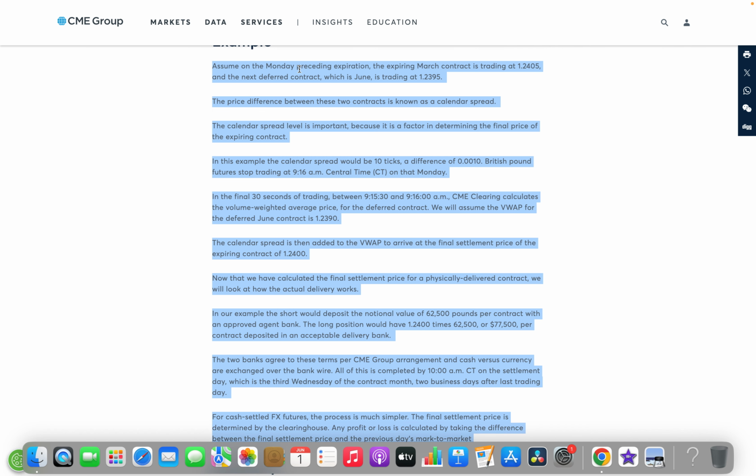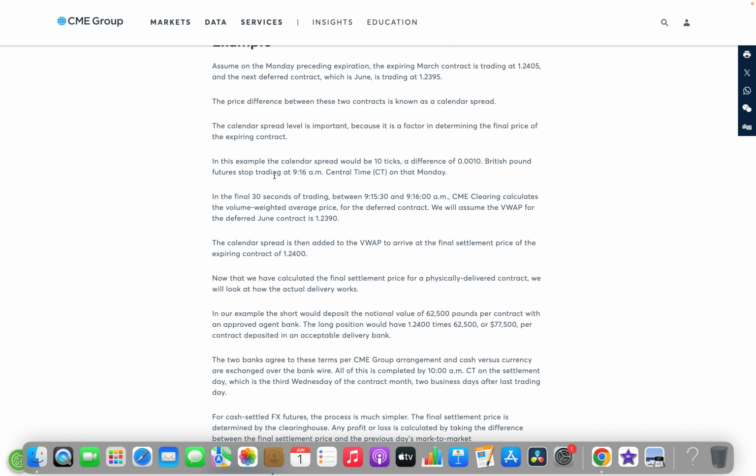Assume that on the Monday preceding expiration, the expiring March contract is traded at a certain price. The deferred contract, the price difference between the two contracts is known as a calendar spread. The calendar spread level is important because it's a factor determining the final price of the expiring contract. In this example, the calendar spread was 10 ticks, and the British pound future stopped trading at 9:16 a.m. Central Time on that Monday.